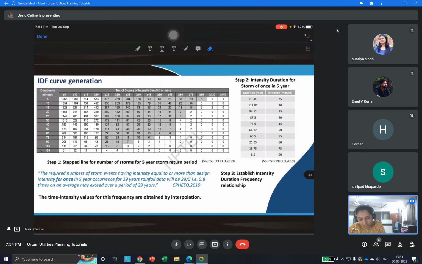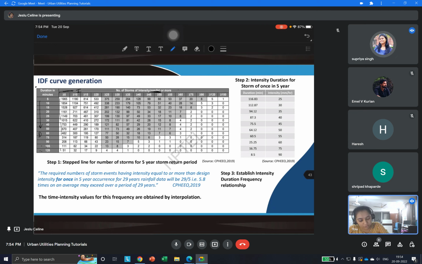So basically, this is our table or the data that we have. Here we have the duration, so this is our D. And this one is our intensity, that is in millimeter per hour, that is 5, 10, 15, 20. So these are the intensities which we have. And this is the frequency that we have, that is how many times this event is happening.